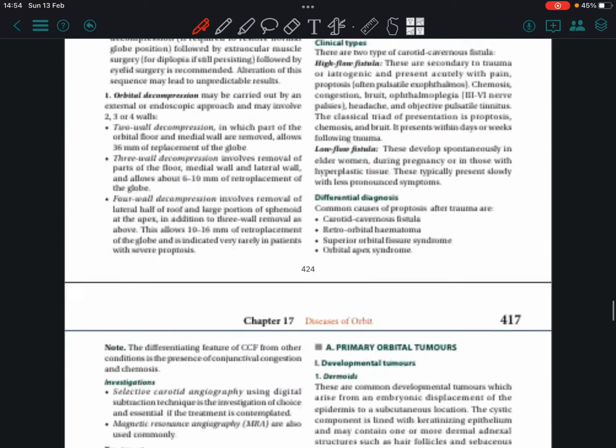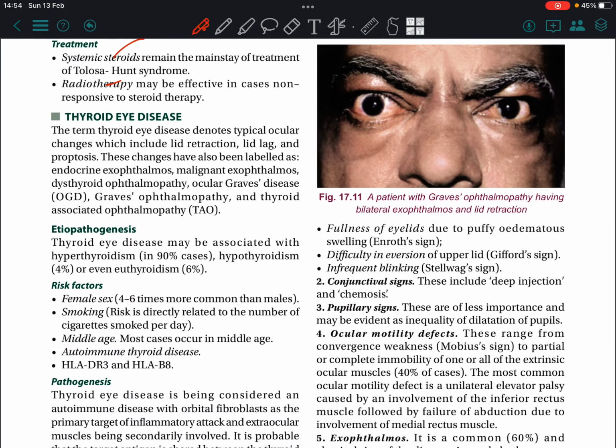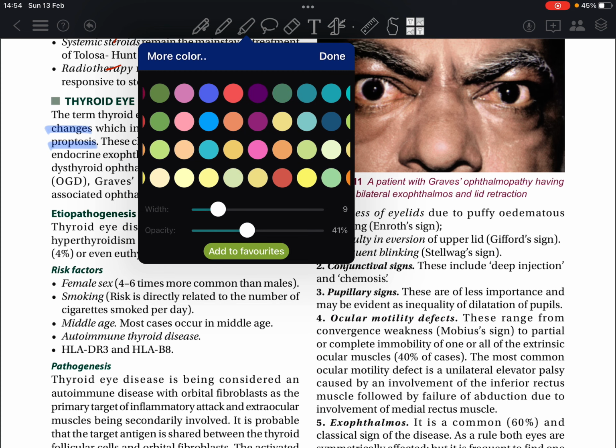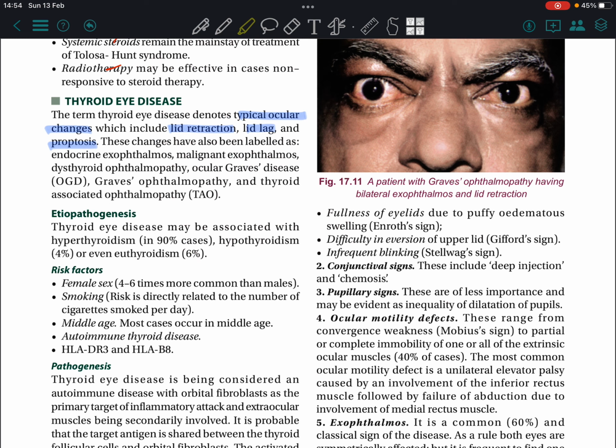Then we will move on to thyroid exophthalmos. Thyroid eye disease. The term thyroid eye disease denotes typical ocular changes which include lid retraction, lid lag, proptosis. These changes have also been labeled as endocrine exophthalmos, malignant exophthalmos, dysthyroid ophthalmopathy, ocular Graves disease, Graves ophthalmopathy, and thyroid associated ophthalmopathy.